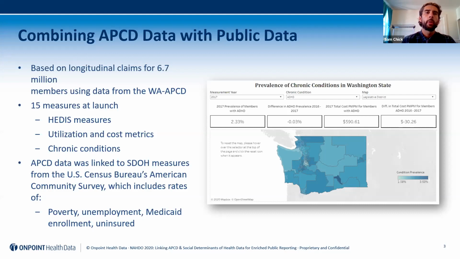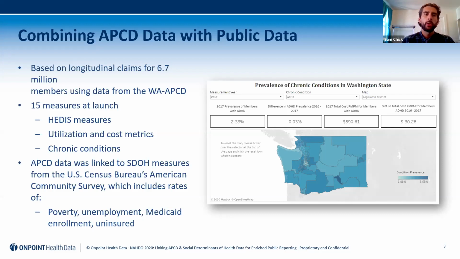SDOH measures were created using data from the US Census Bureau's American Community Survey, also known as ACS. I believe Alberto mentioned this as a data source for the impacts tool as well. And these, to reiterate, include measures such as percent of the population living below the poverty line, percent of the population that is unemployed, the percent that's uninsured, the percent that's enrolled in Medicaid, and so on and so on.